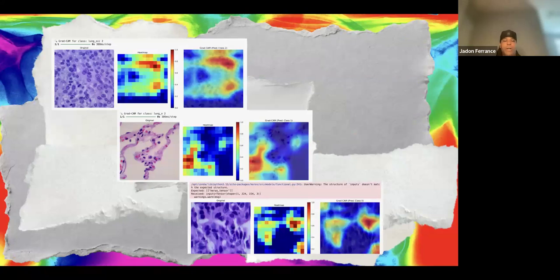Here's just another image of the GradCam. So the images on the far left are the actual images of the lung tissue, and then the colorful images are the GradCam highlighting the areas that are most effective towards cancer. So where it's blue, it's less likely. Where it's red, it's more likely that those tissues are infected with the cancerous cells.